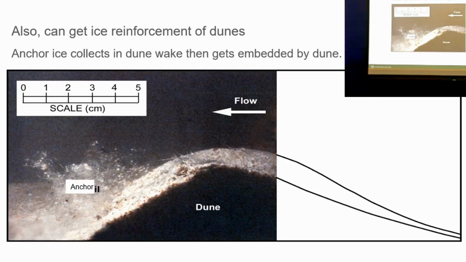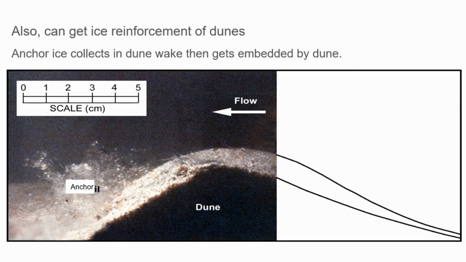Also, if you have fine material like dunes, ice can collect in the wake of a dune, and then the dune moves over the ice, and the ice gets included in the dune. So you have a dune frozen in place. This is important in looking at sandbed rivers and how they behave in wintertime.